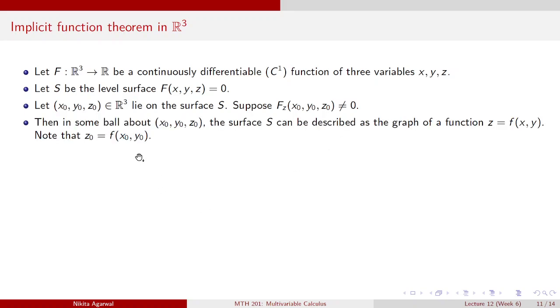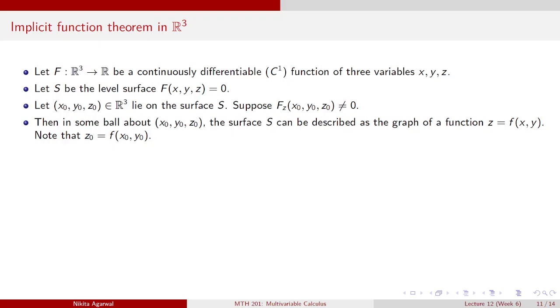Then in some ball about this point, the surface can be described as the graph of a function. See, there f sub y, the partial derivative with respect to y, was non-zero, so we could write y as a function of x. Now the partial derivative of f with respect to z is non-zero, so we can write z as a function of the remaining variables.